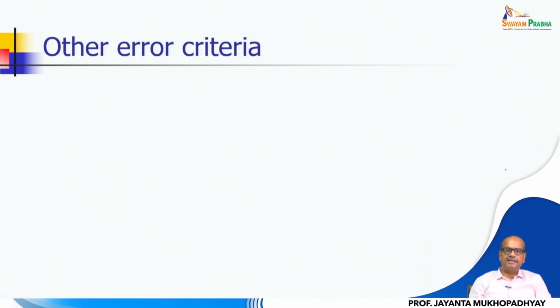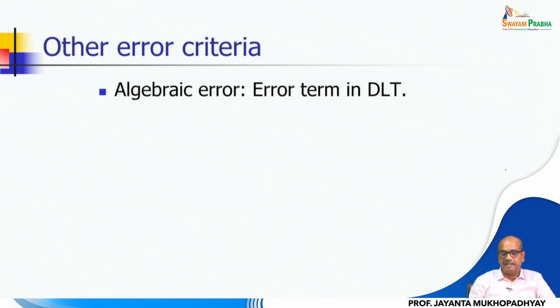Now this is one kind of error criterion that we discussed, but there could be other error criteria. There could be other ways to solve this problem which may not follow this kind of algebraic criterion. This is the algebraic method of solving the problem. These errors are called algebraic errors, which is the least square error method I mentioned.